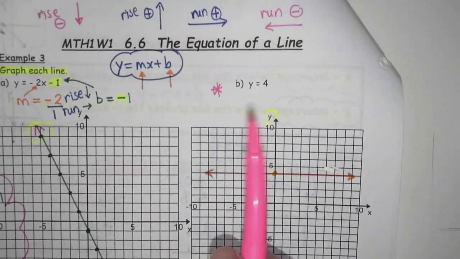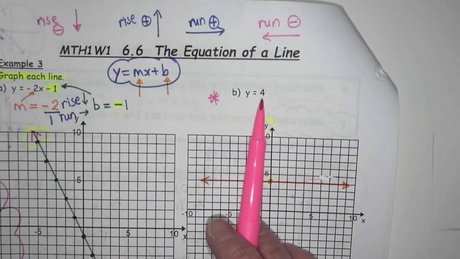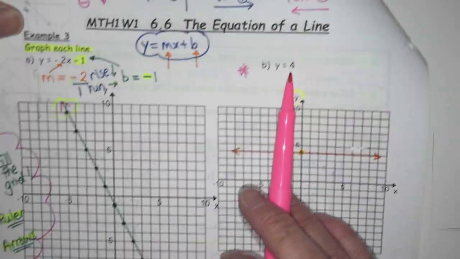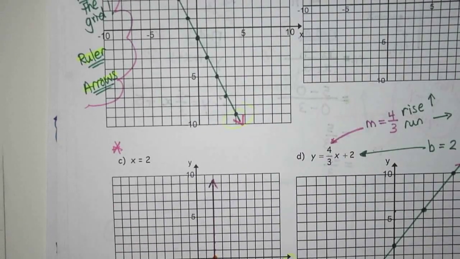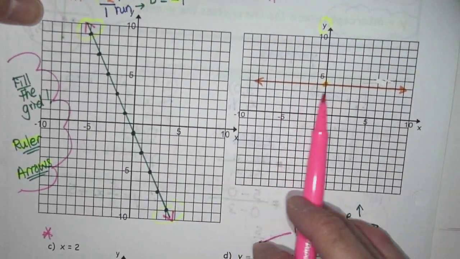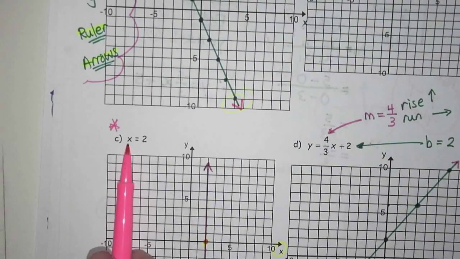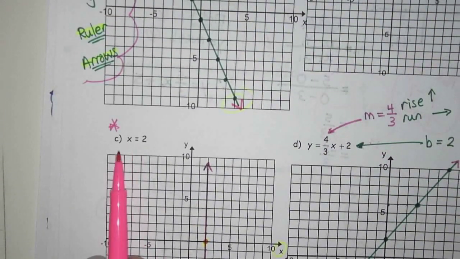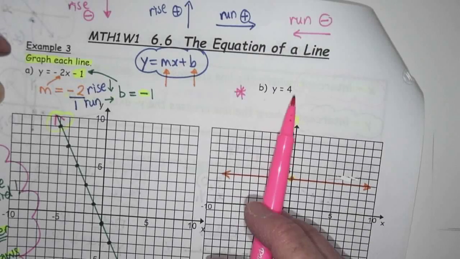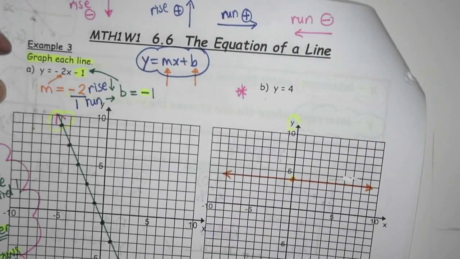So on this page, this was a special case. Y equals 4, just a number. This is a special case. And what do I mean by special case? Horizontal and vertical lines. That's what I consider to be special cases. This is x equals 2. So x equals a number, y equals a number. Those are my special cases.